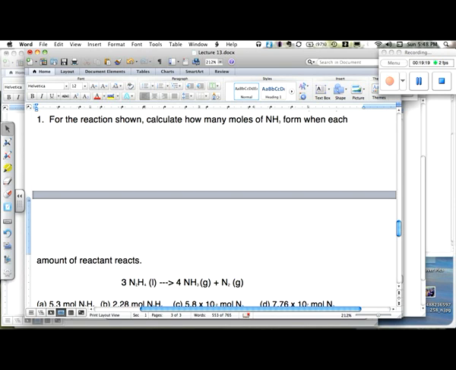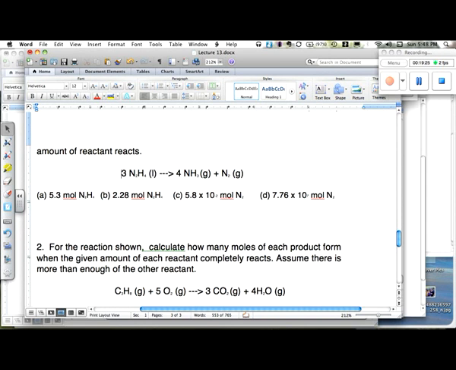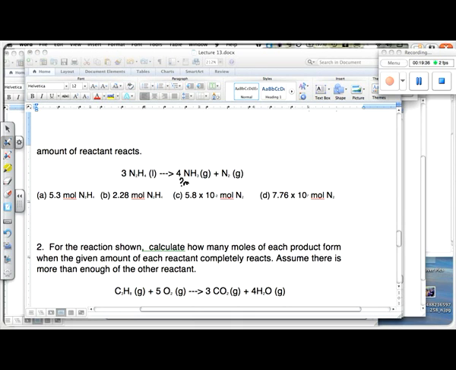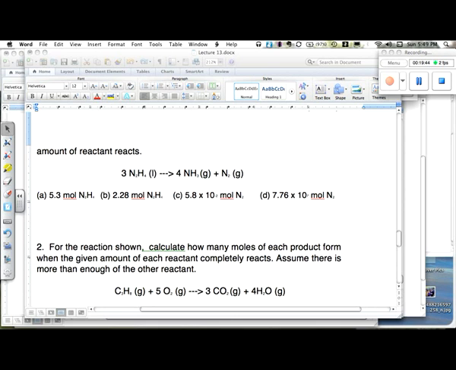So we want to know moles of ammonia, okay? So the first thing I'm going to do is make sure my equation is balanced, and I am going to write under ammonia what I'm being asked. So this is my question mark. I want to know how many moles, okay? I am going to give myself a little room right here.